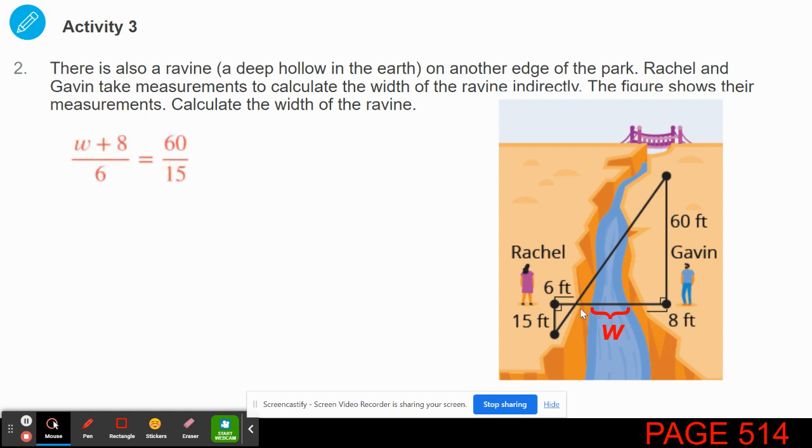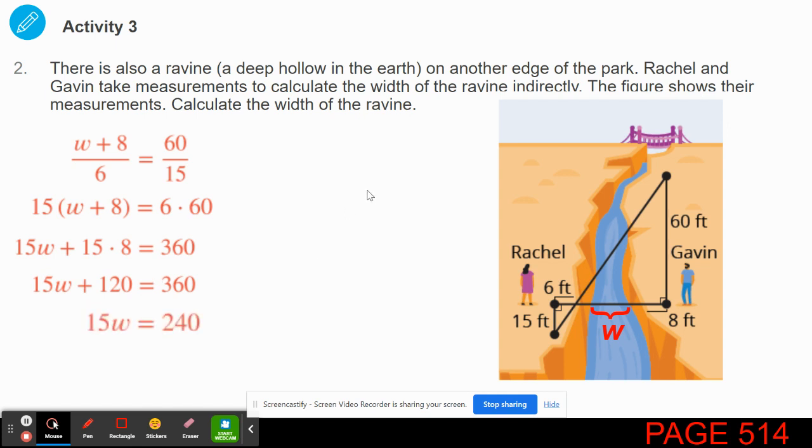So note here, the big thing to note is the bottom of this triangle, as we see here, we have to have the width of the ravine plus this 8 feet here. So W plus 8, that is the bottom of this big triangle, over 6, the bottom of the little triangle. 60 over 15, that's the heights of both of the triangles. Again, when I cross multiply, make sure we distribute the 15 times the W and the 8. So as I do that, we end up here, 15W plus 120 equals 360. Subtract 120, divide by 15, and we see this ravine has a width of 16 feet.